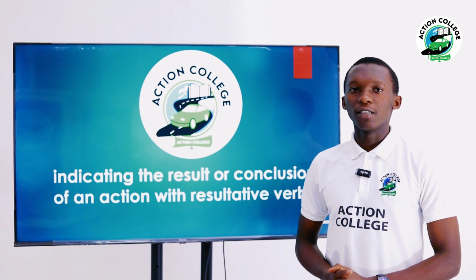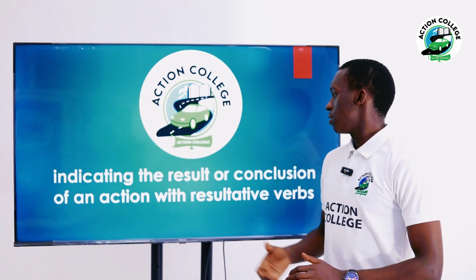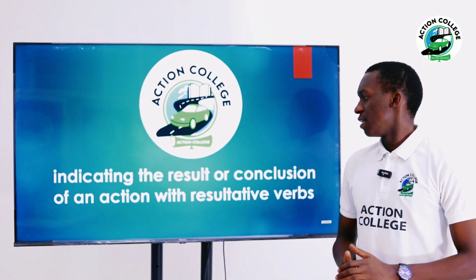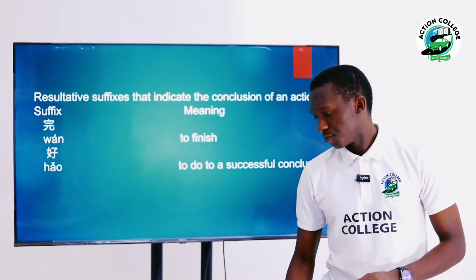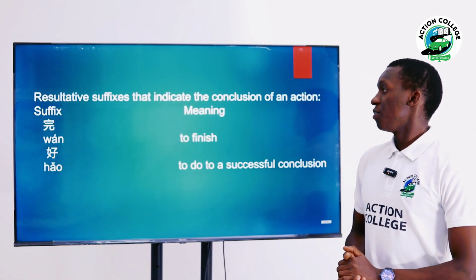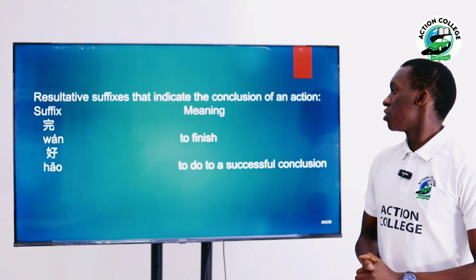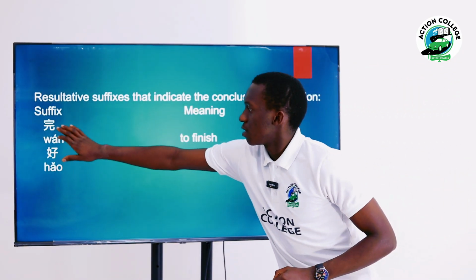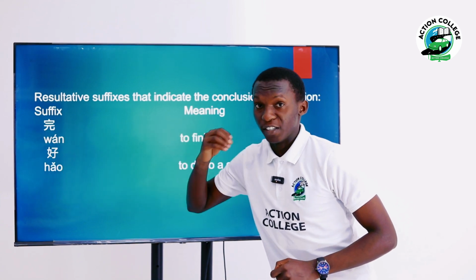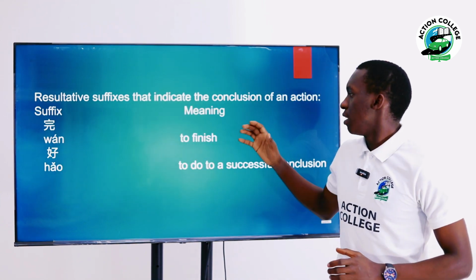Today we're going to learn Chinese and today's lesson is indicating the result or conclusion of an action with resultative verbs. Resultative suffixes that indicate the conclusion of an action. Here we have a suffix with its character and pinyin for pronunciation and meaning in English.